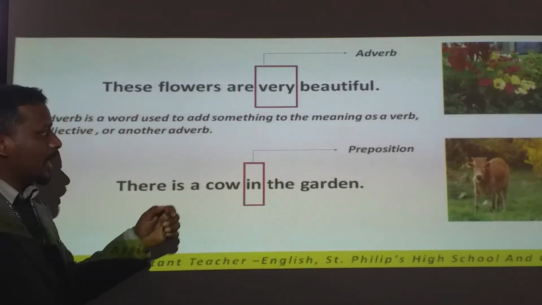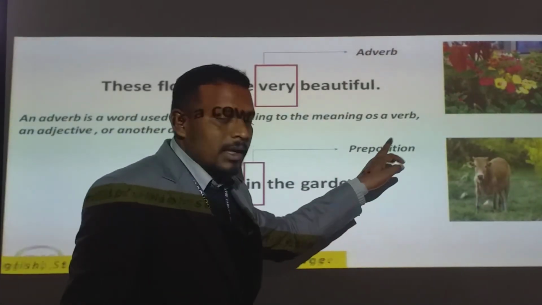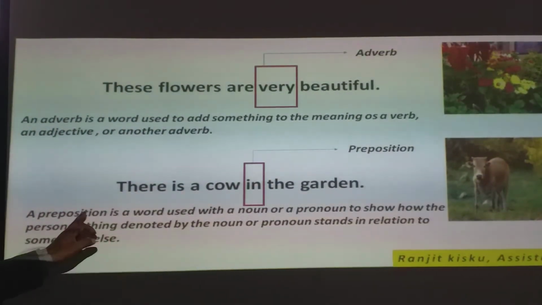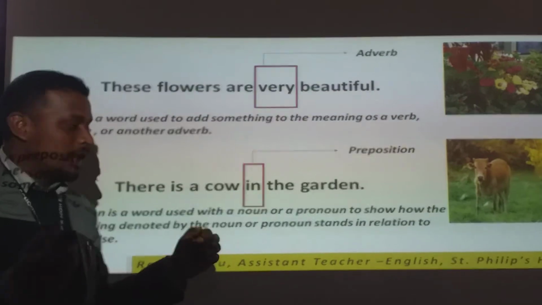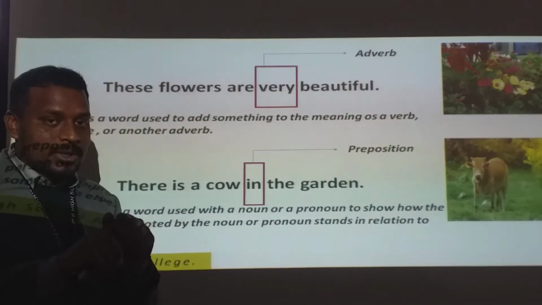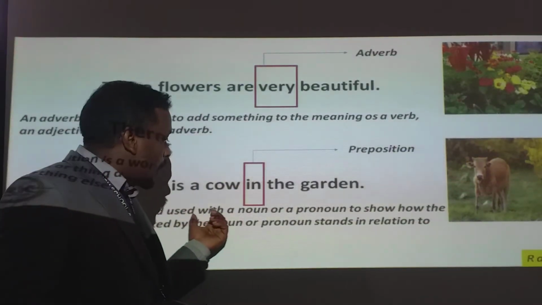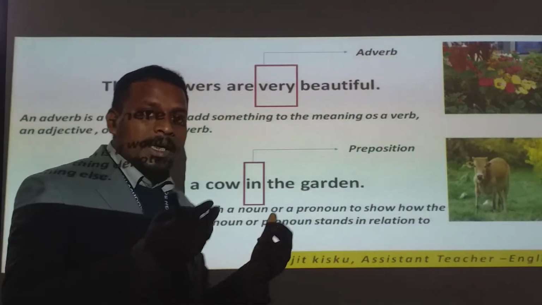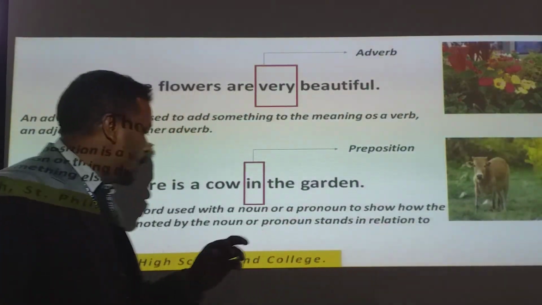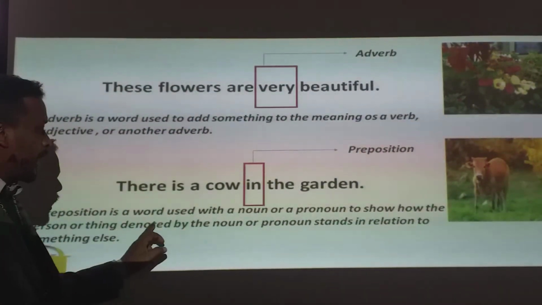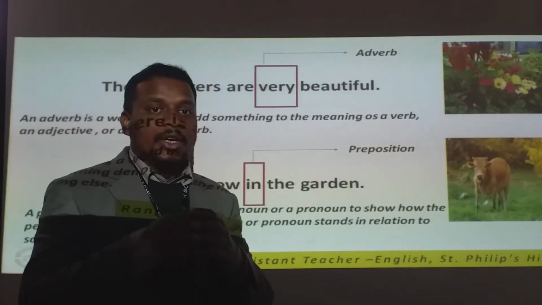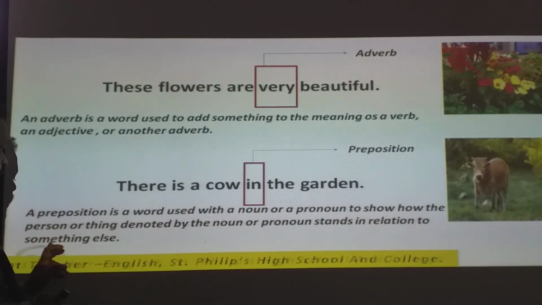And let's see, what's the name? This word is called preposition. Why do we call it preposition? Let's see. A preposition is a word used with a noun or a pronoun to show how the person or thing denoted by the noun or pronoun stands in relation to something else.